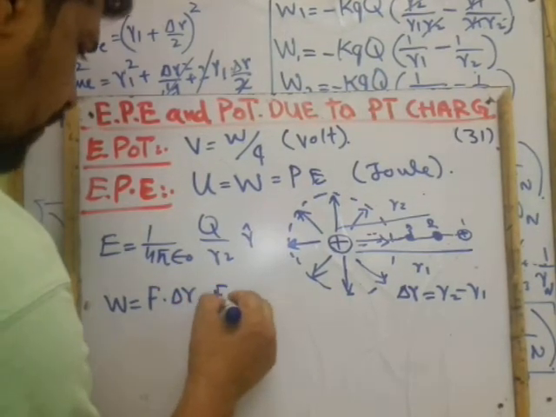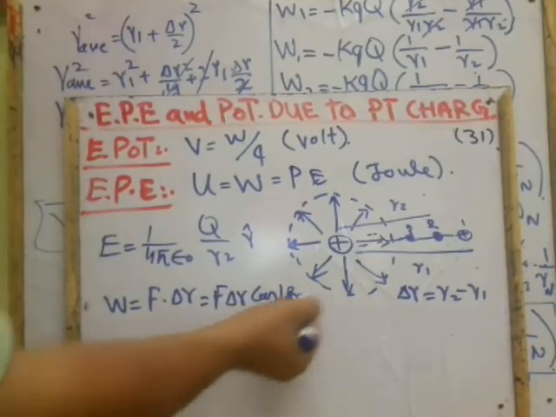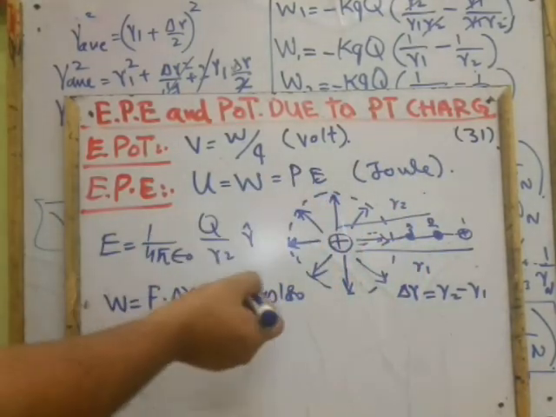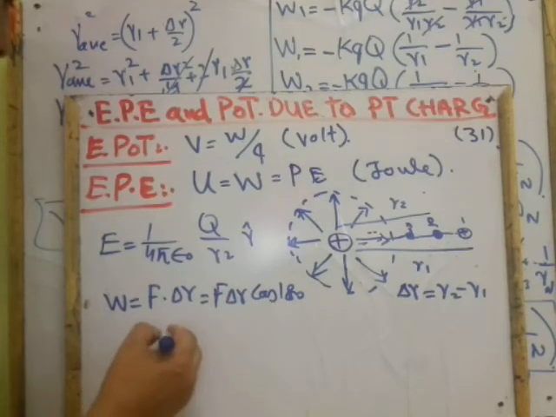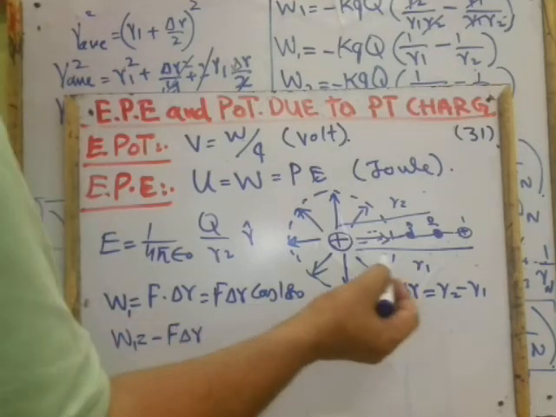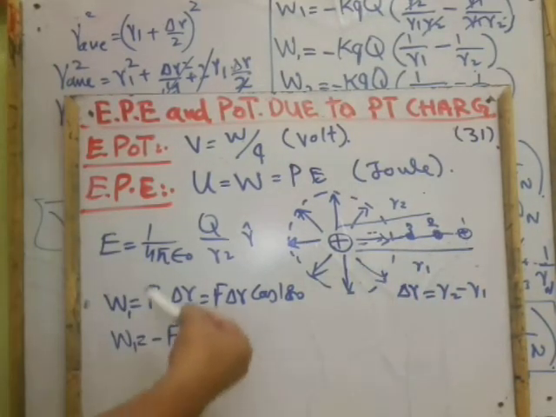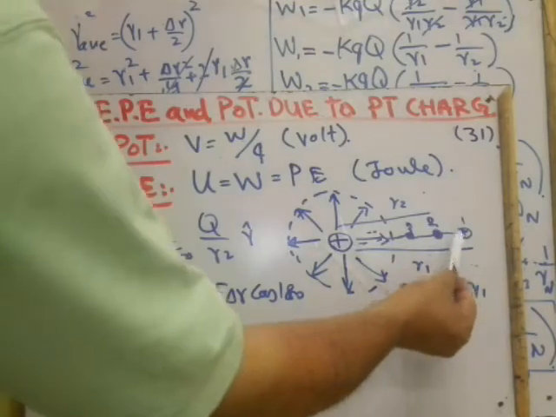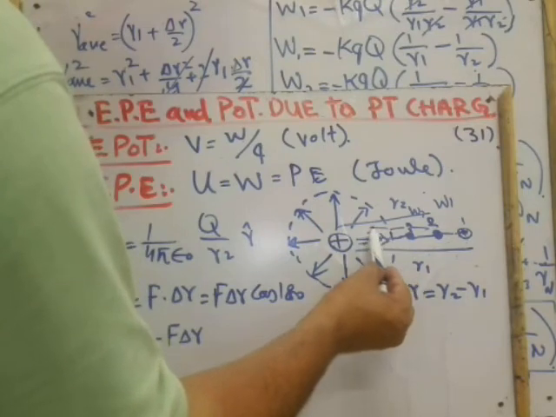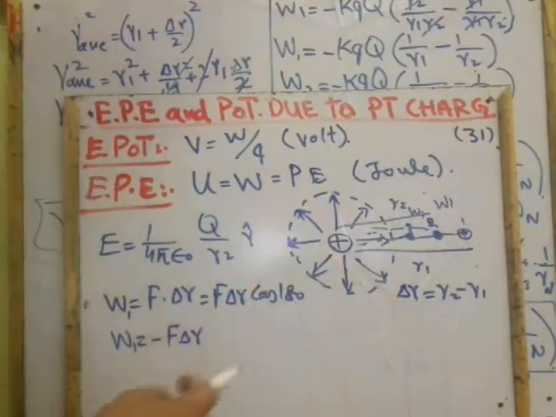Or we can write F delta R cos theta. We take cos 180 because the direction of the applied force is opposite to the direction of motion. So finally we can write minus F delta R. This is W1, the work done in taking the charge from point 1 to 2. The whole calculation is based on this portion. Similarly there will be W2, W3, W4 and so on. To find the total work done, we will finally add all these small works.